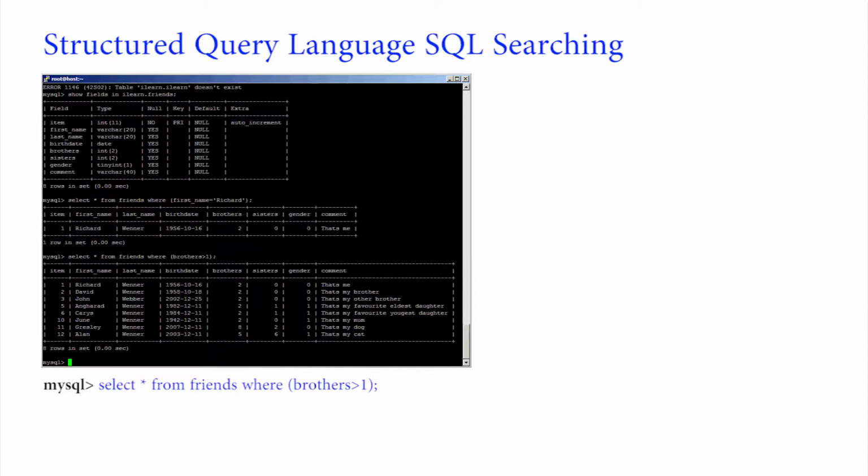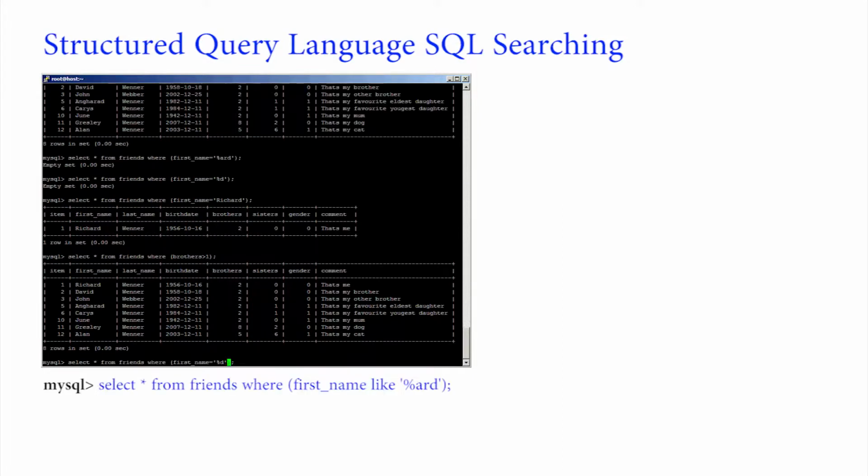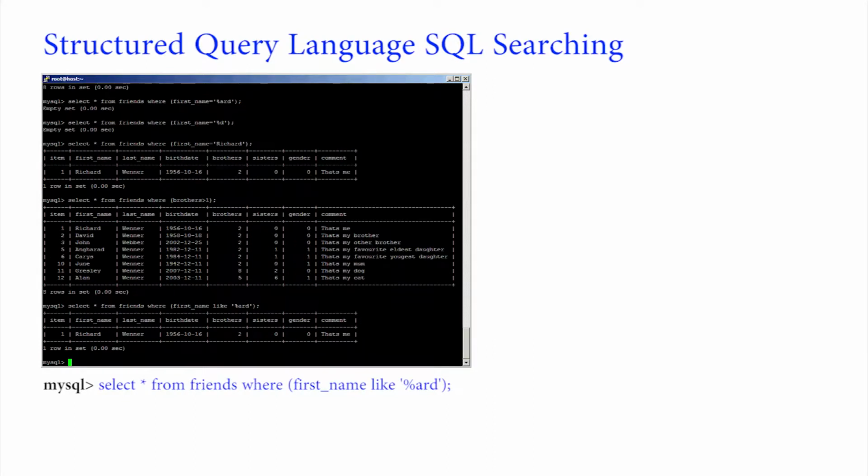Note that if you're searching for text or characters, surround the item you're searching for with quote marks, double or single. Speech marks are not needed when searching for numbers. Date and Boolean, tiny int, are left for you to experiment with. A little more powerful searches can be done when you're not sure of all the details. See these examples. Select star from friends where, open brackets, first name like %ARD, close brackets, please. The percent sign here is used to say anything followed by ARD. It can come in handy.